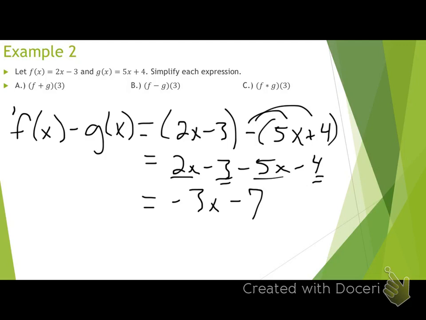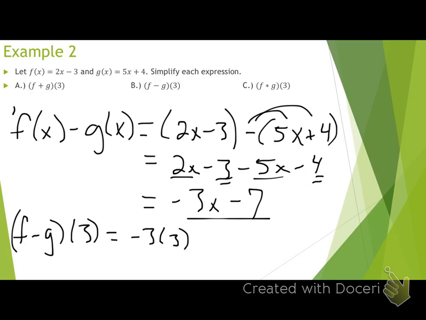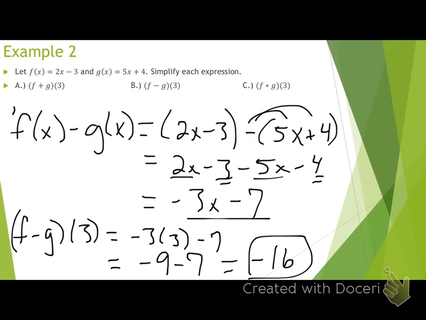Now, like we said earlier, we can plug in that 3 to this new function. So f minus g of 3 would be negative 3 times 3 minus 7. Negative 3 times 3 is negative 9. Negative 9 minus 7 would give me negative 16. So f minus g of 3 would give me negative 16.